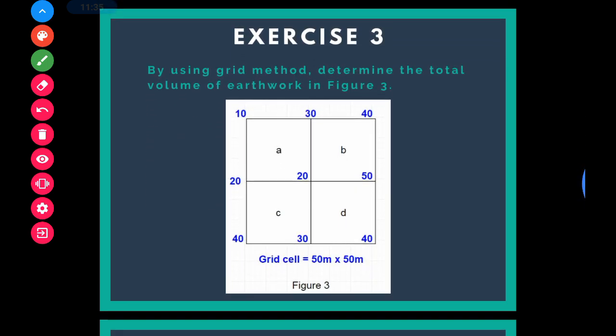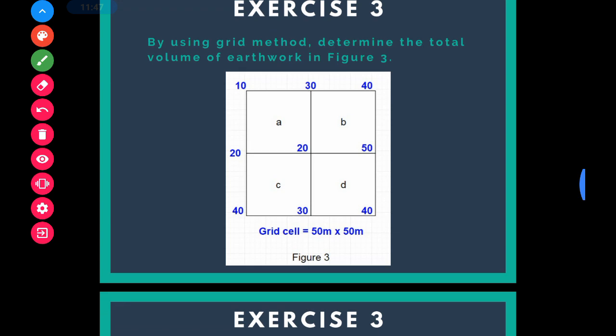Next, we move to exercise 3. For exercise 2, we only have one grid, so it's simple. And for exercise 3, we have 4 square grids, so it will be more complicated. But the method of solution will be the same. So the question for exercise 3: by using the grid method, determine the total volume of earthwork in figure 3.